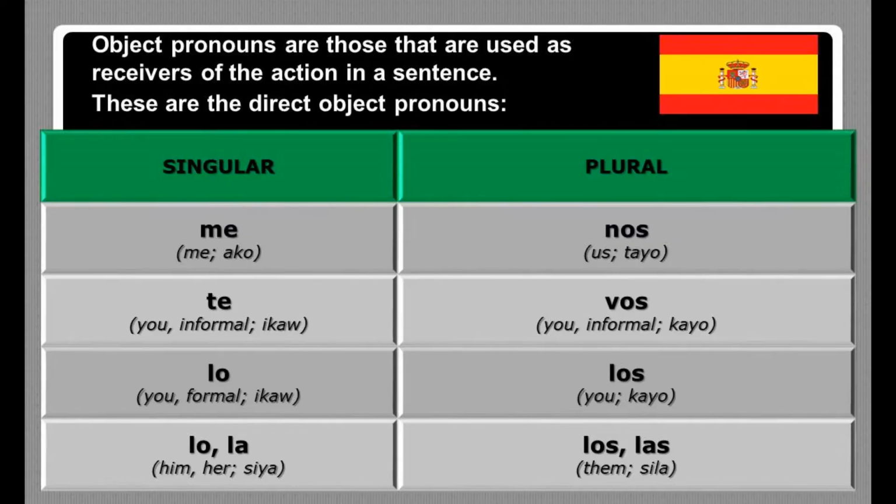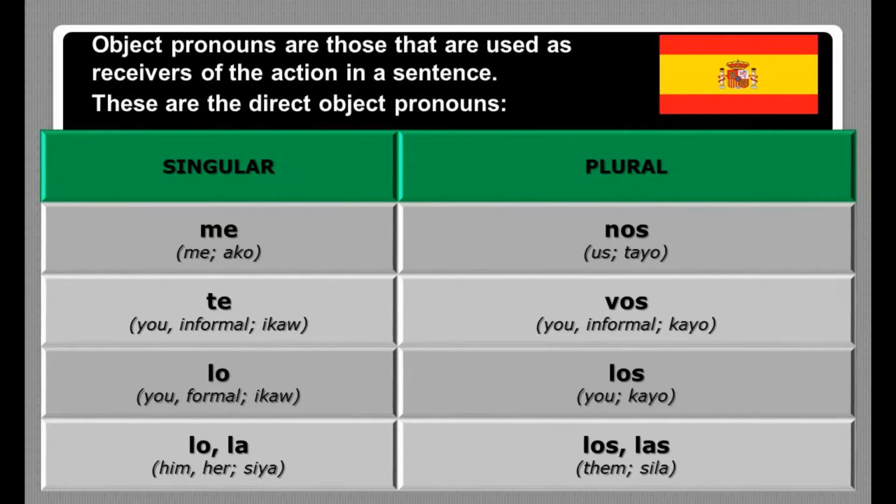Object pronouns are those that are used as receivers of the action in a sentence. These are the direct object pronouns. Me, for me or ako. Te, for you informal or ikaw. Lo, for you formal or ikaw. Lo, for him. La, for her or siya.